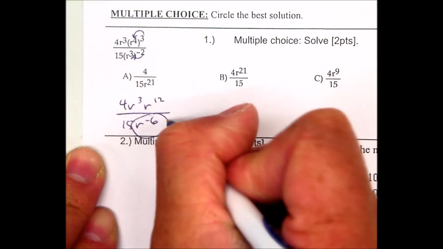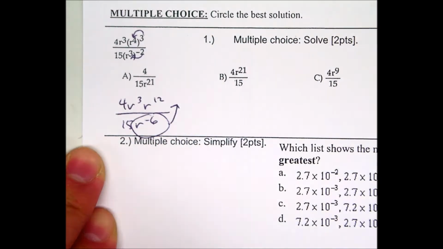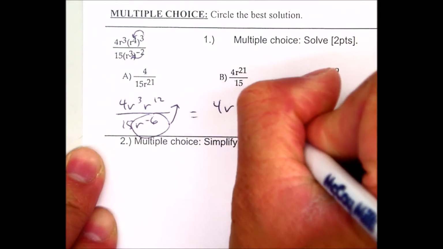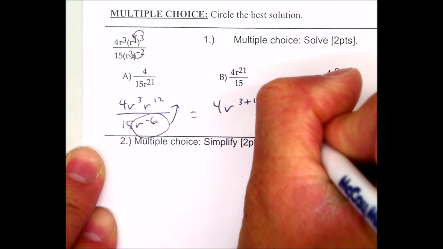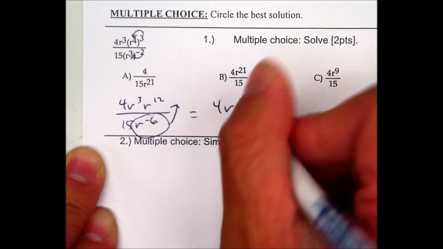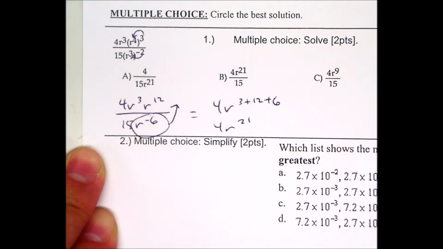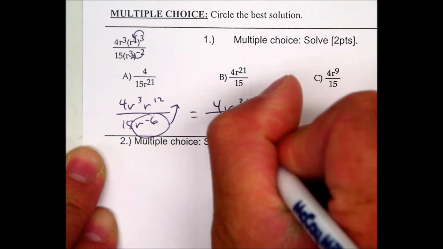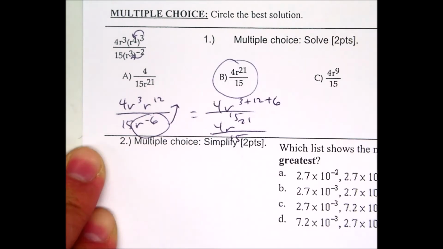So essentially this is going upstairs here. So you're going to have r to the third plus 12 plus 6. Remember, when you have the same base, you're adding the exponents, so 15, 21, so that would be 4r to the 21st over 15, so that would be letter choice B.